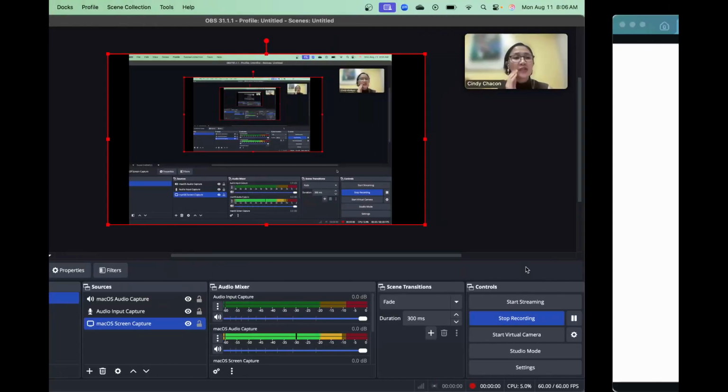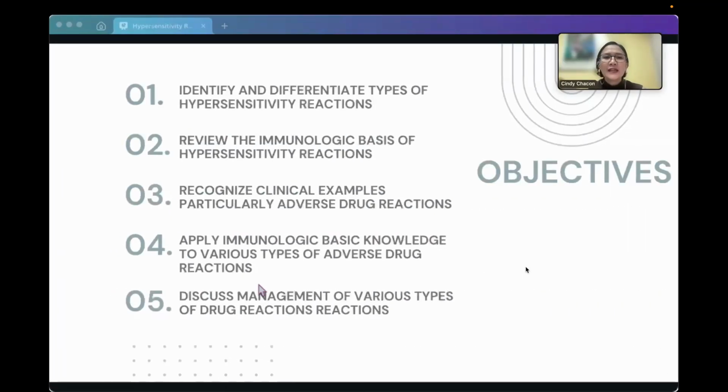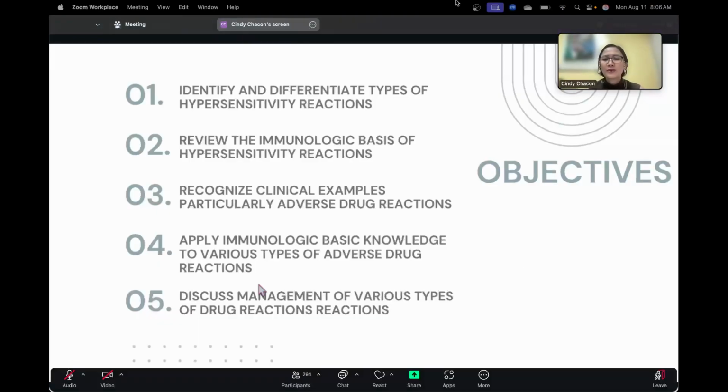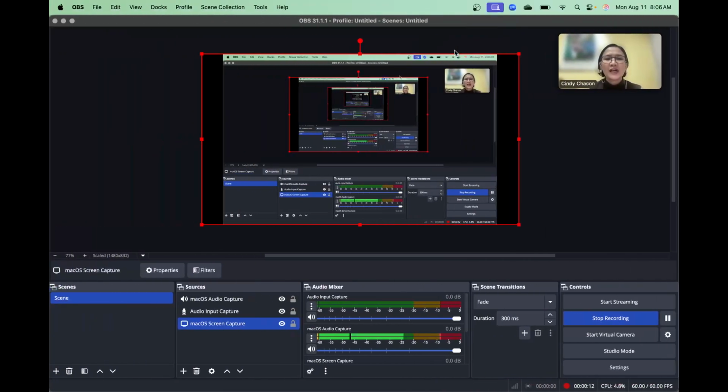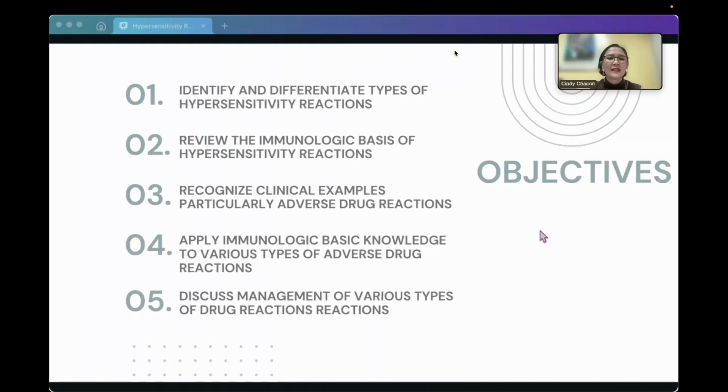This will be the objectives for our lecture this morning. We will try to identify and differentiate the different types of hypersensitivity reactions. We will review the immunologic basis of hypersensitivity reactions. We will recognize clinical examples, particularly adverse drug reactions. We will apply immunologic basic knowledge to various types of adverse drug reactions, and we will also, of course, discuss management of the various types of the drug reactions.